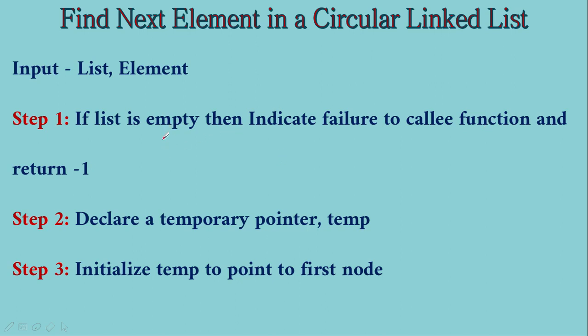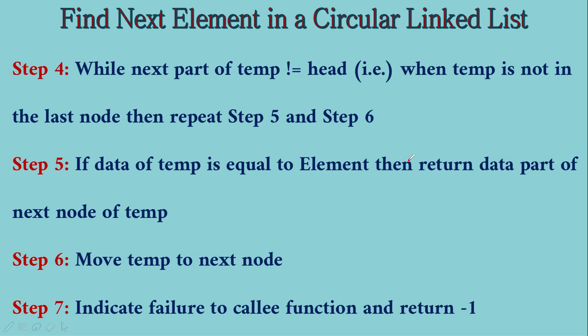The input for this function is going to be the list and the element, and if the list is empty, then we have to indicate failure to the callee function and return -1. Otherwise, declare a temporary pointer, initialize that to the first node and go till the last node. When you are not in the last node, we have to check whether the data of temp is equal to the element. Then we have to return the data part of the next node of temp, otherwise move to the next node. When we are out of the loop, we can understand that we have not got the element we want in the list, so we can communicate failure.